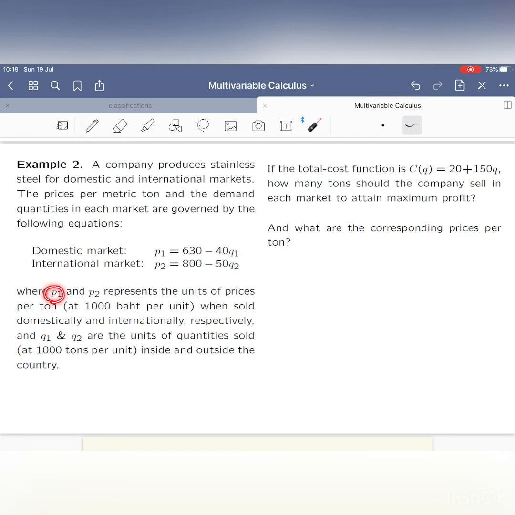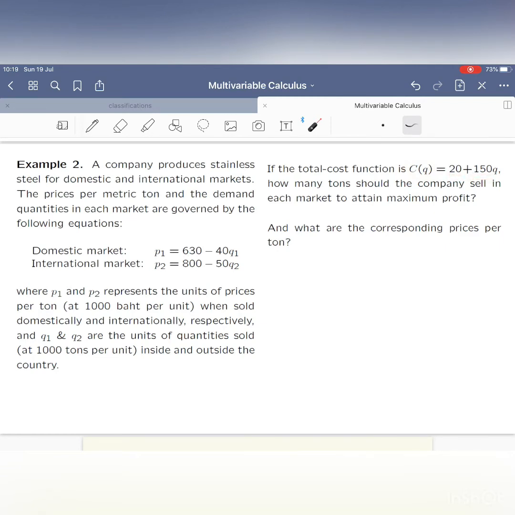Of course, your P1 and your P2 represent the price per ton, okay, at 1,000 baht per unit when it's sold domestic and international respectively. And your Q1 and the Q2 is a unit of the quantity sold at 1,000 tons per unit. Of course, I mean inside, which is domestic, and the outside, which is international. And the total cost function, okay, the C(Q), it is 20 plus 150Q.